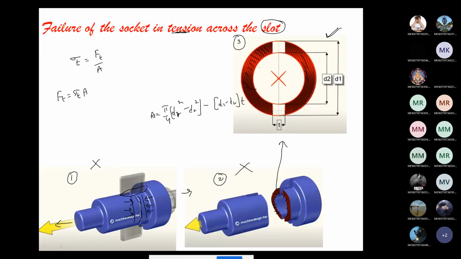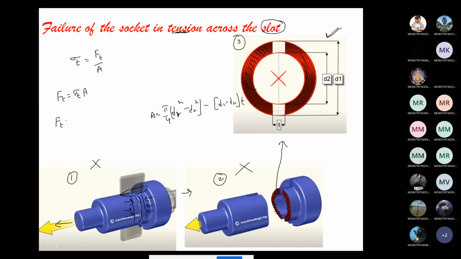This is the hollow circle, so that is why pi by 4 into (d1 square minus d2 square). And here a white color gap is appearing. So first I'm subtracting d1 minus d2, then I get this width, and the thickness is t. So d1 minus d2 into t. This is the area, so I am writing the area here.